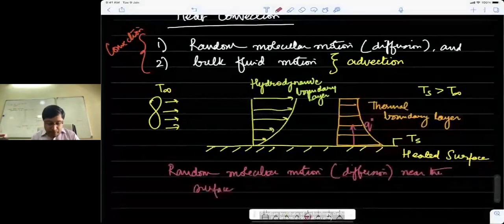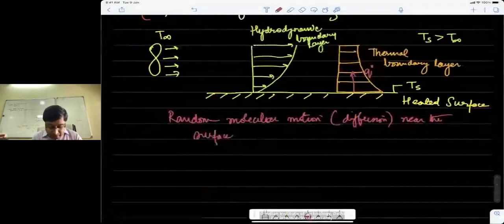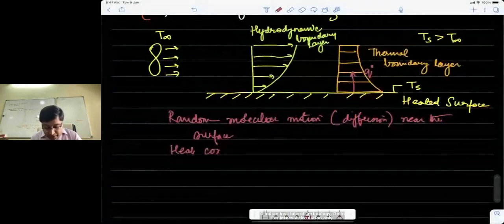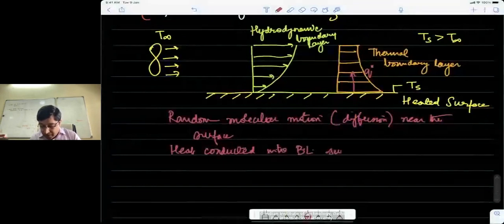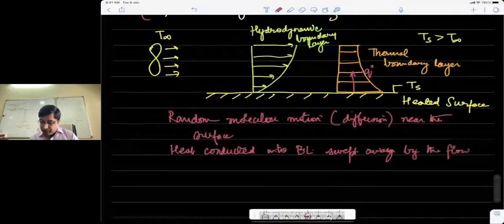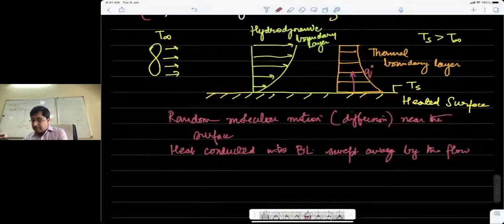So that is part one. And then the second part I said is that energy, or heat, which is conducted into the boundary layer, is swept away by the flow. If there was no flow, then heat transfer would only be because of conduction. But because there is flow, this heat has another way of escaping this zone.